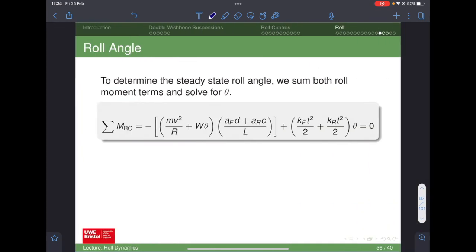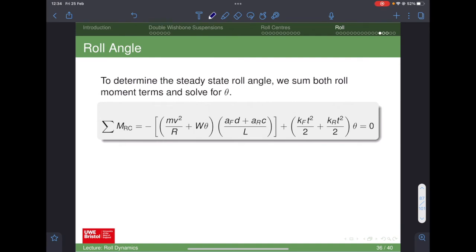For steady state roll, you're going to add those two moments together: the one from the load and the lateral force, and the one from the springs. Now, we know everything in here. We know M, V squared, R, W, F, AFD, ARC, and L. We've got KF on the track, KR on the track. The unknown is theta.